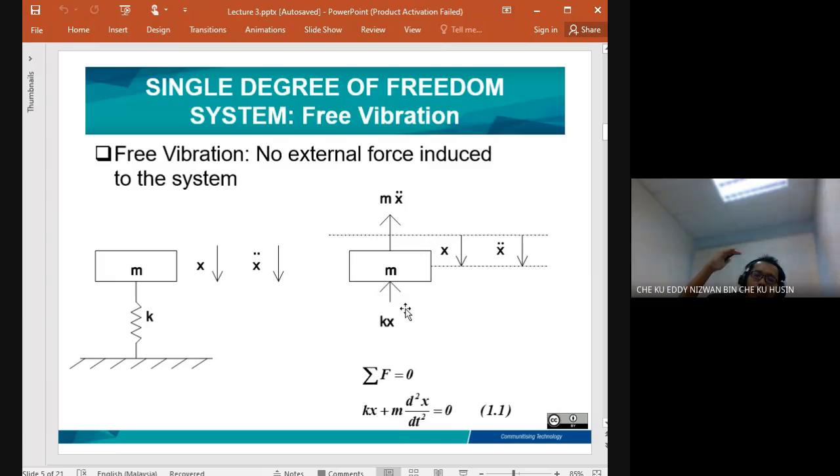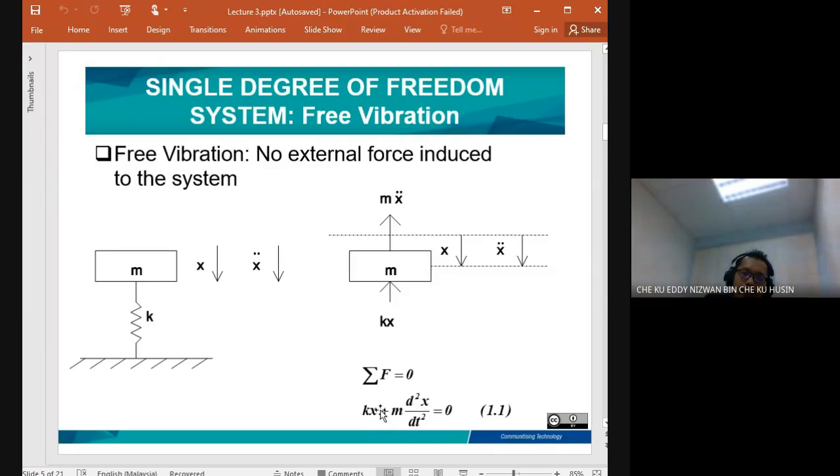So now the mass moves downward, which means the initial force will go in the upward direction. The magnitude is m x double prime, mass times acceleration. F equals ma. Now based on force equilibrium, the total force equals zero, so we just have to sum the forces to get the equation of motion.